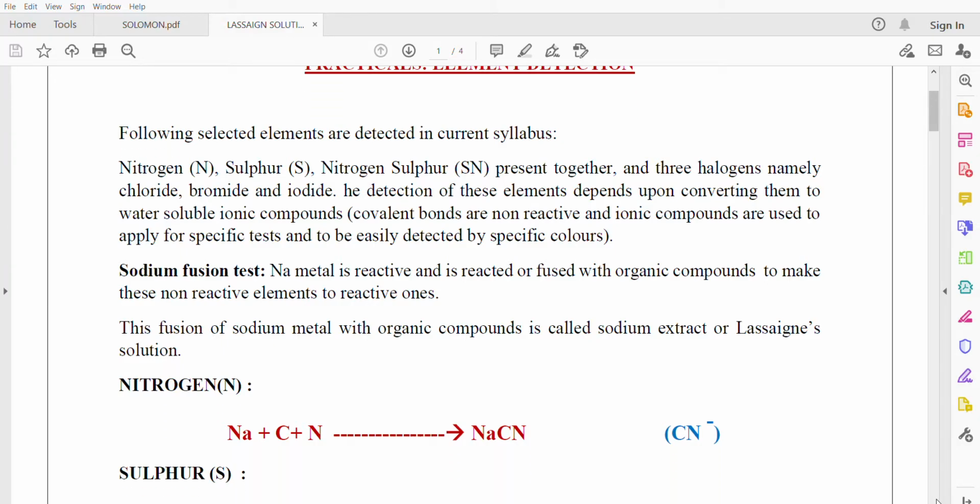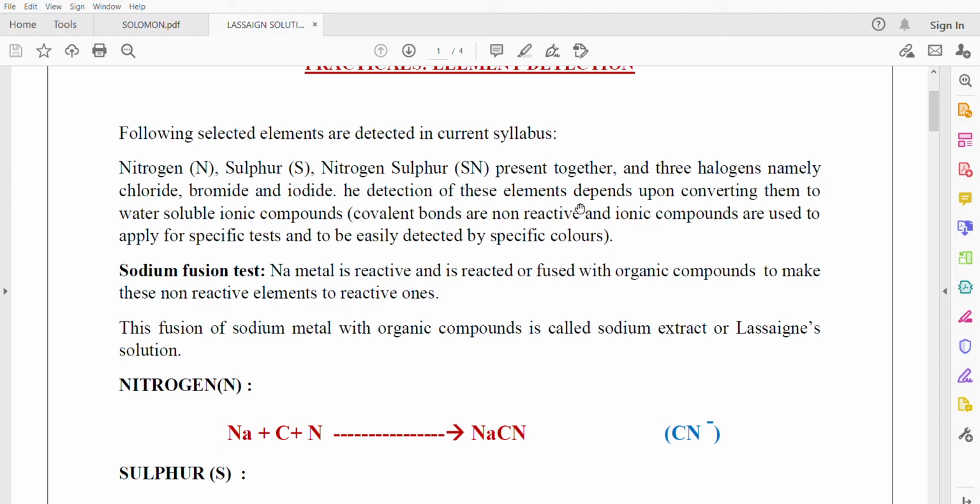This extract. So you have to detect these elements, namely nitrogen, sulfur, or simultaneous presence of nitrogen and sulfur, and three halogens: chloride, bromide, or iodide.